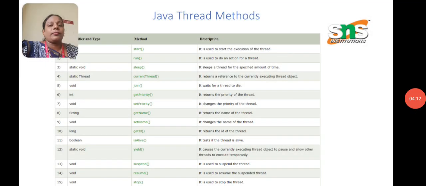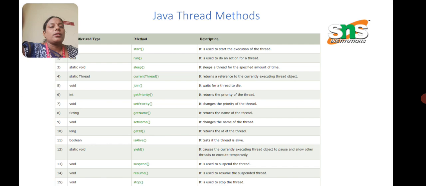Void, setName. It changes the name of the thread. Long, getId. It returns the ID of the thread. Boolean, isAlive. It tests if the thread is alive. Static void, yield. It causes the currently executing thread object to pause and allow other threads to execute temporarily.